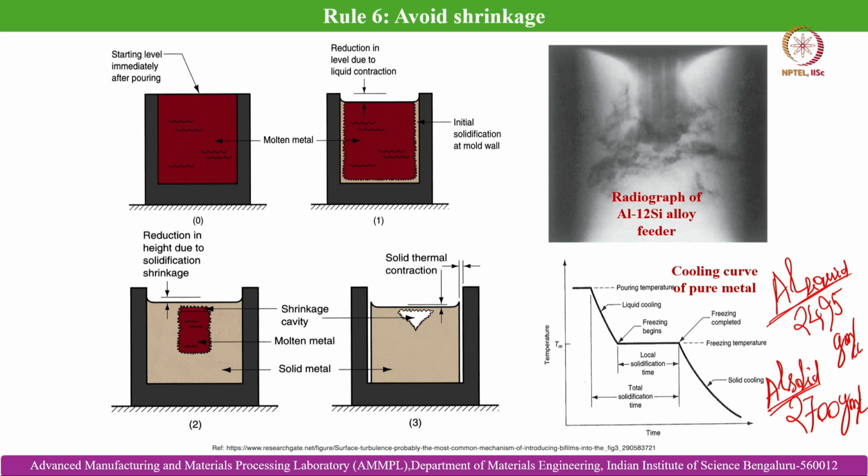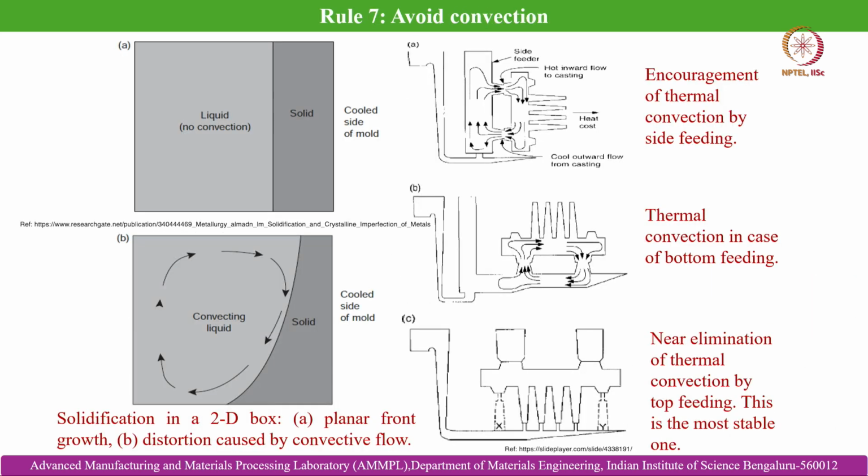Risers can be open or blind based on their requirement. We will of course discuss riser design in subsequent classes. Appropriate design and positioning of the riser can alleviate this defect, so shrinkage can be avoided by that. After this we will move to rule 7, which is avoid convection. Again, this is better said than done.